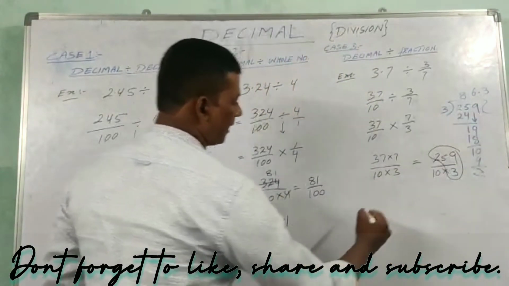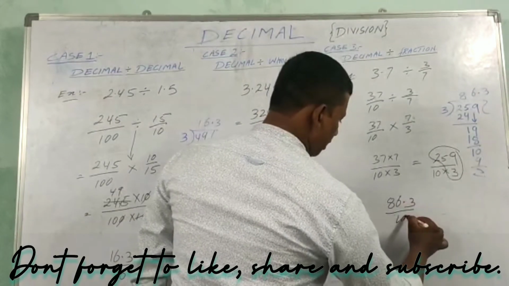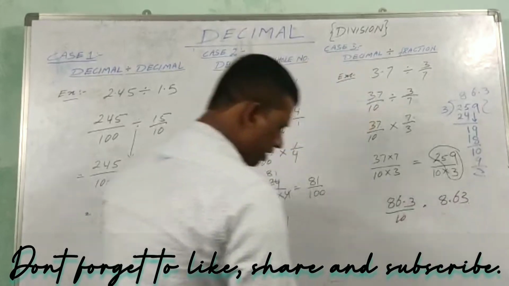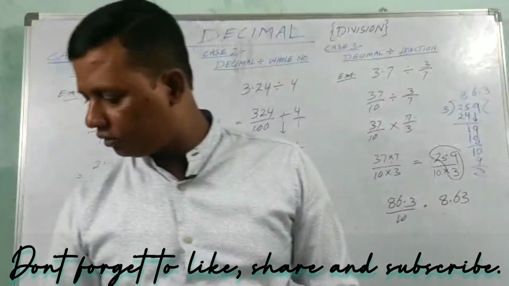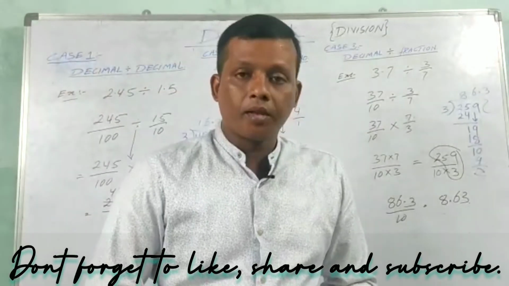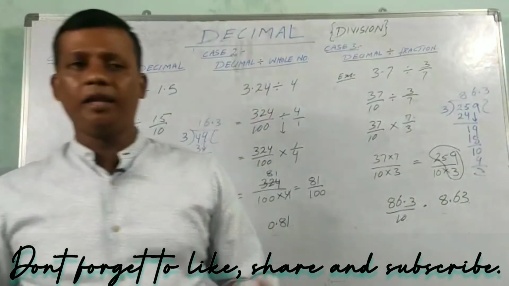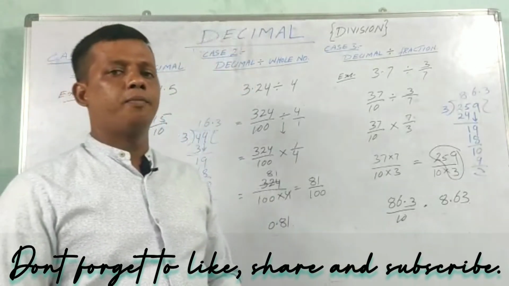The answer is 83.6 divided by 10. Now I am removing the 0, it will be 8.63. This is our answer. Out of the 3 ways, if you follow any one way, you will get the same answer. So no need to worry, you can follow any method, any way which you feel is the easiest and the simplest way.